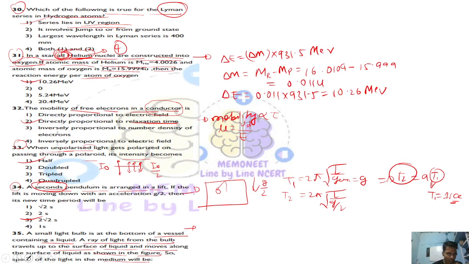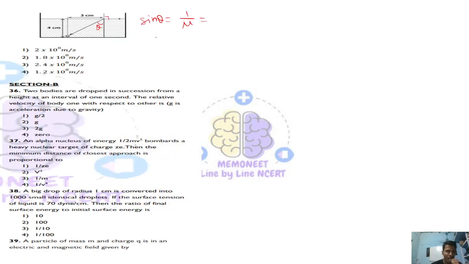You don't know the angle, but you can calculate the angle from this triangle. So from here sine theta you can easily get 3 upon 5, and from here mu you can get 5 upon 3. Now the speed of light v equals c by mu. So once you solve it out, c by mu becomes 5 by 3 into 10 to the power 8.